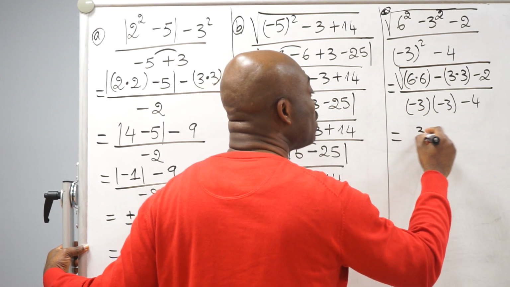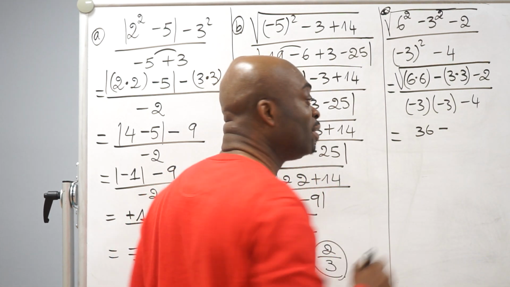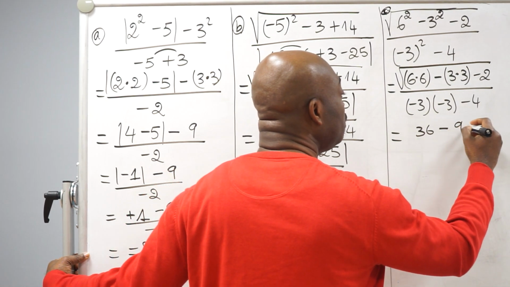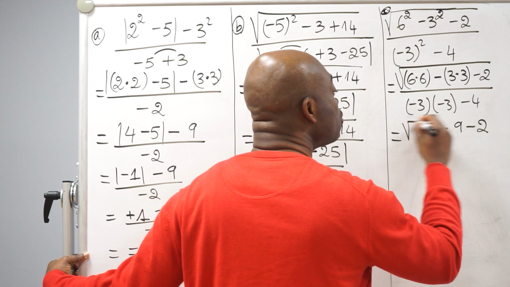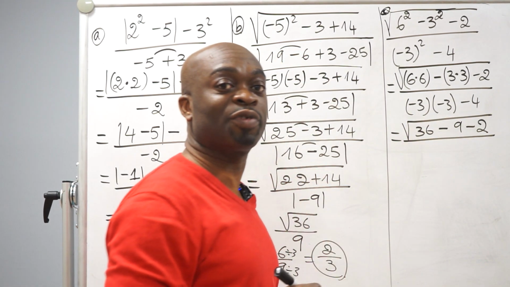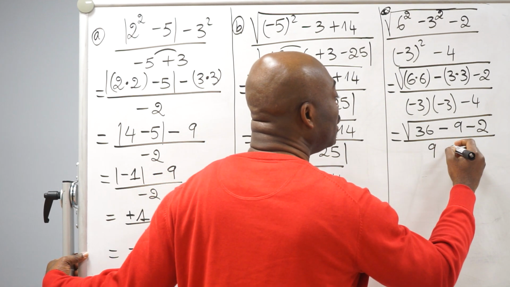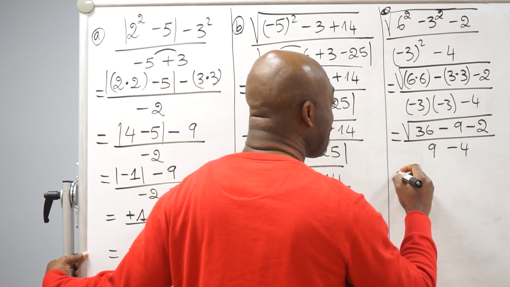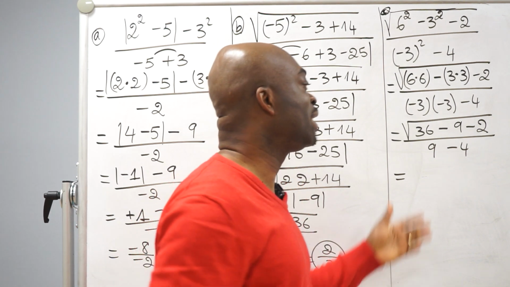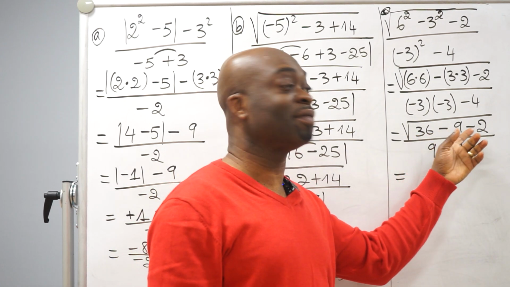So 6 by 6 is what? Is 36 minus what is 3 by 3? 9 minus 2, square root it over -3 times -3. That gives us +9 minus 4. So in this case, you're dealing with 36 minus 9 minus 2.